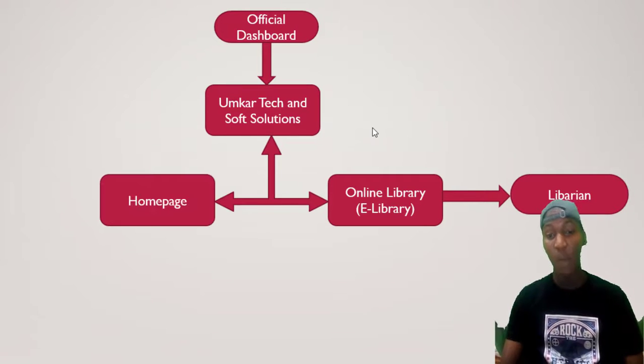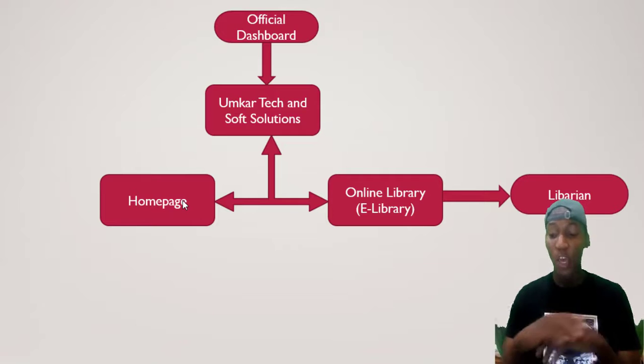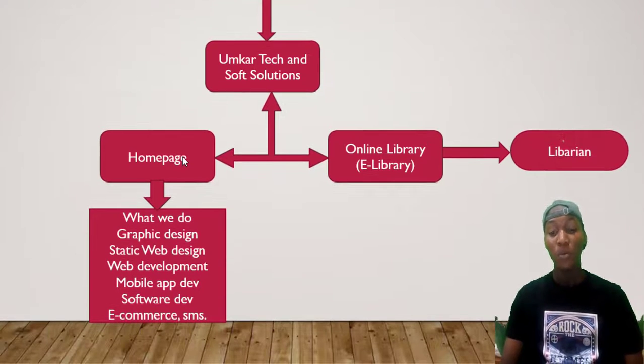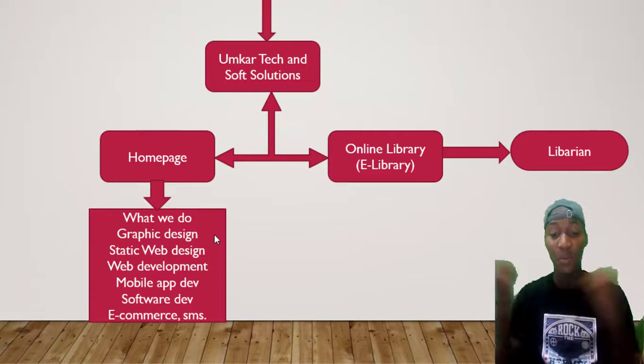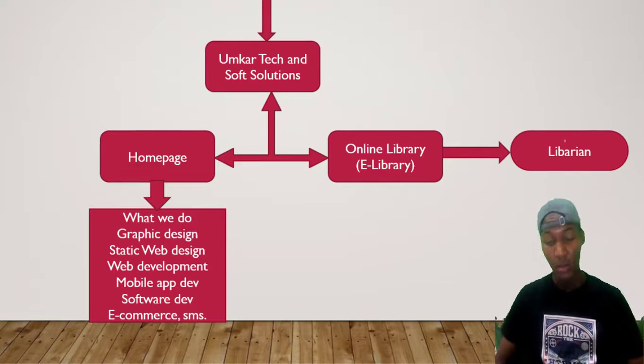Then here I'm talking about the home page that's under the Umkar Text and Software Solution. The home page is just going to be talking about what we are all about, or what we do, the services, our plans. Understand? So under what we do, we can lay down something like graphic design, static website design, web development, mobile app development, software, e-commerce, something like school management systems, etc. So that's it.